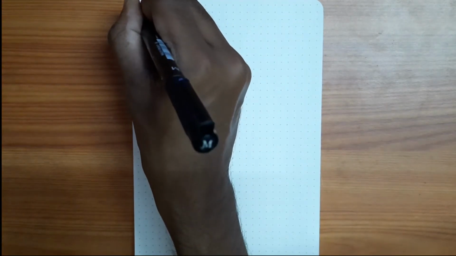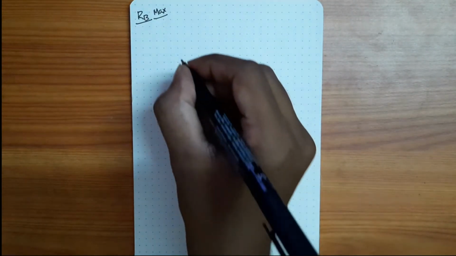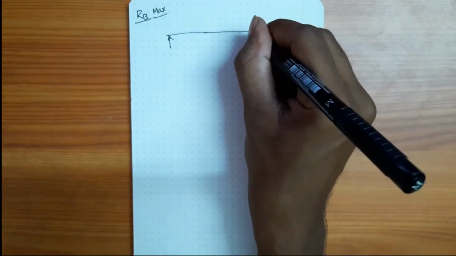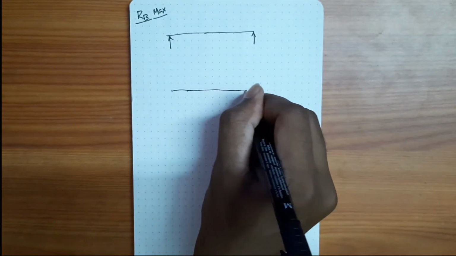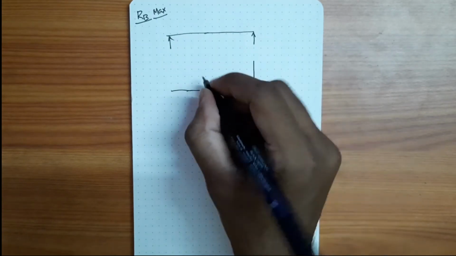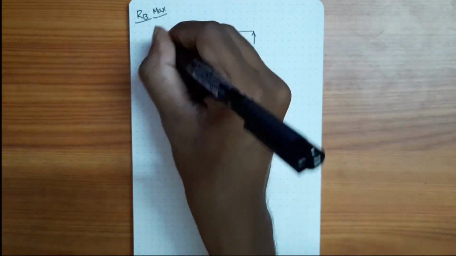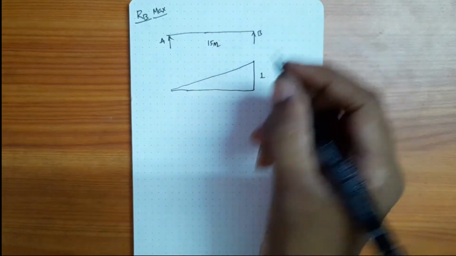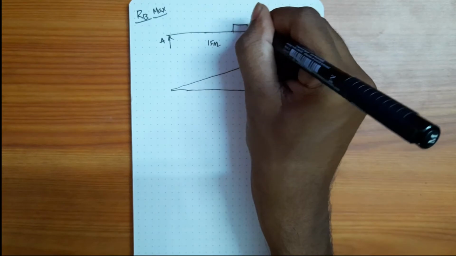Coming to RB, maximum reaction at B. For that, what we need to do is again draw our beam. Okay, before placing, just draw the influence line diagram for RB. Okay, so this is 1, let this be A and B. So this is 15 meters. We know that maximum is here for RB. So place the load at the maximum.